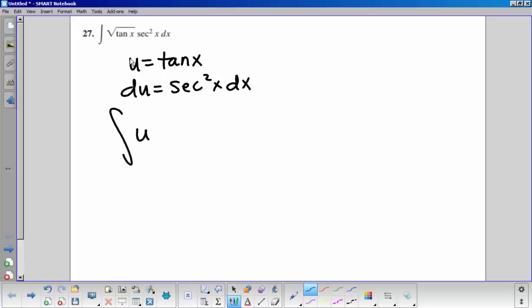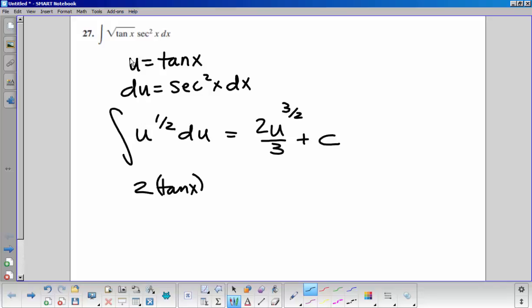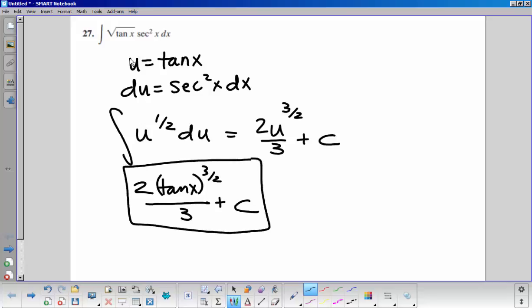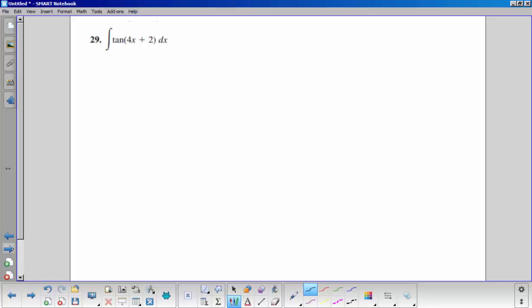Integral of u to the 1/2 du. So taking the antiderivative of this, we raise the power by 1 and we get u to the 3/2 times 2/3 plus c. But u is tan x, so this is 2 tan x to the 3/2 over 3 plus c. Alright. Now I'm going to go a little bit quickly here because of time.